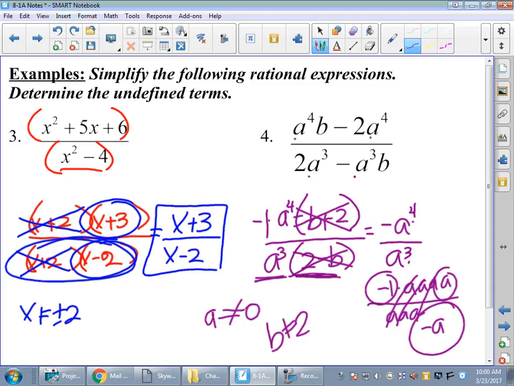So notice, every time I do excluded values, I'm always working with the factored form before I cross things off. It would be really difficult to come up with 2 and -2 out of the non-factored form. It's really difficult to see that when they're not factored. So we factor, figure out the excluded values, and then simplify.